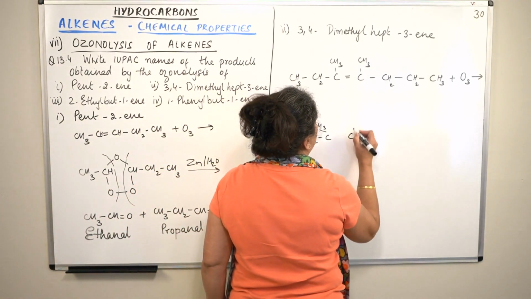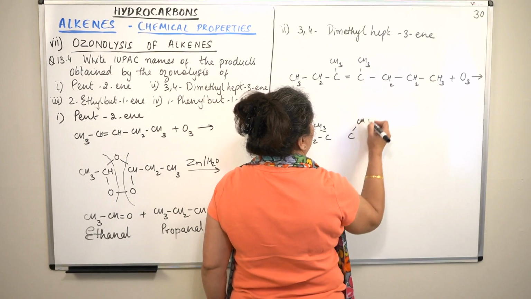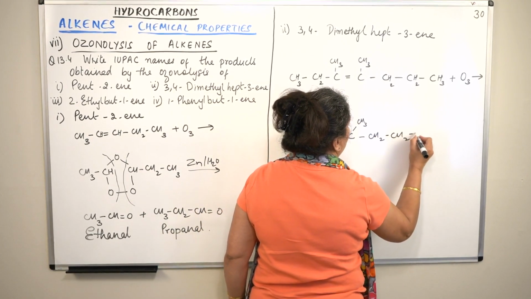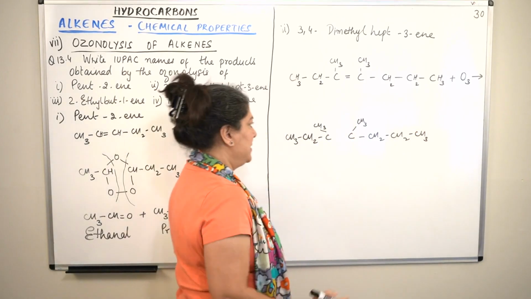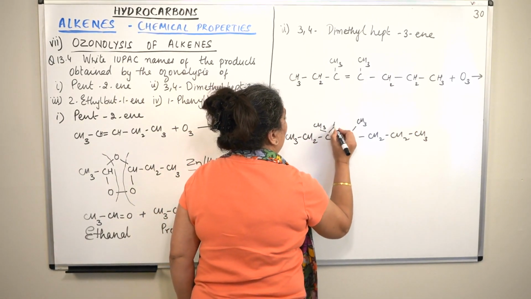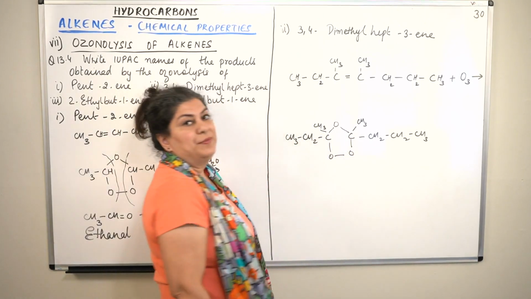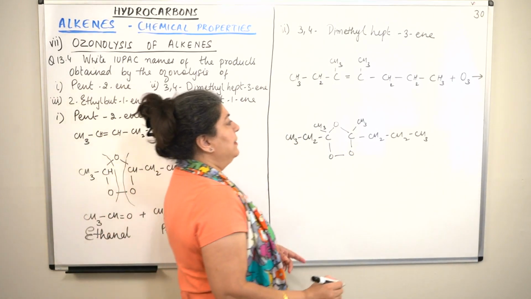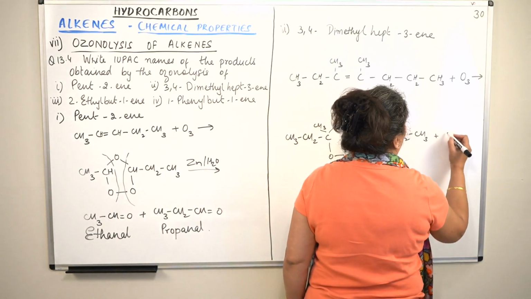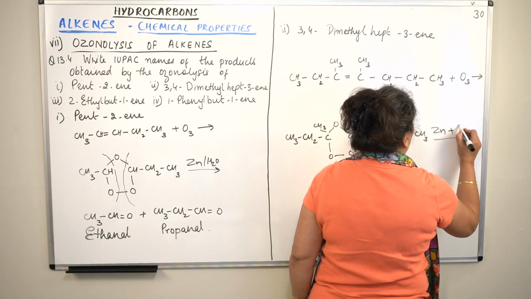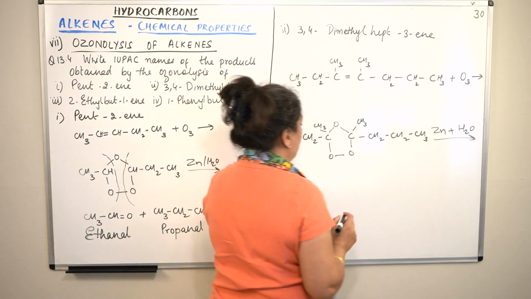Then you have C here and the CH3. This CH3 also I've slanted slightly. CH2, CH2, CH3. The compound remains as such. And the ozone adds itself here to form the ozonide. Right? In the next step, what is added to it, or what takes place? In the presence of zinc and water, what is going to happen?